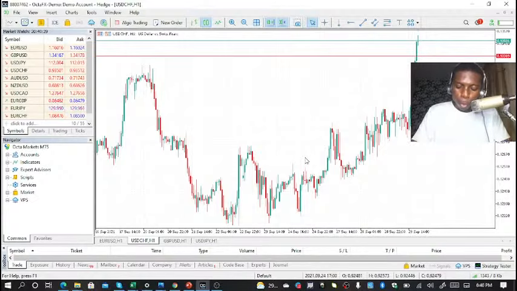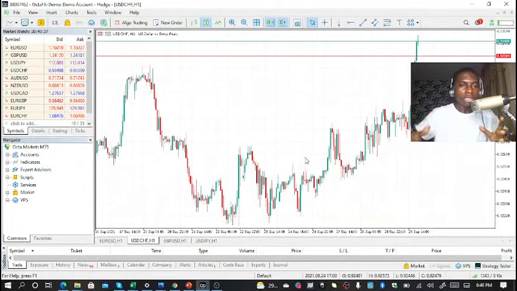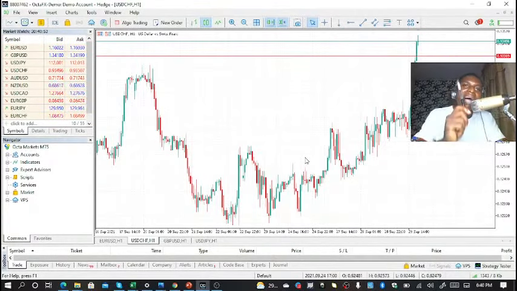Someone says, who controls the price? Demand and supply. Demand and supply from institutions. Do you get now? It's just a law of demand and supply. Let me use an illustration with this pen. Now I have this pen, right?